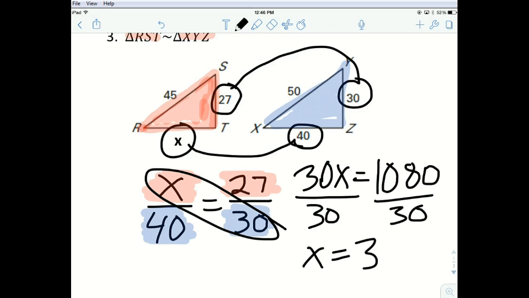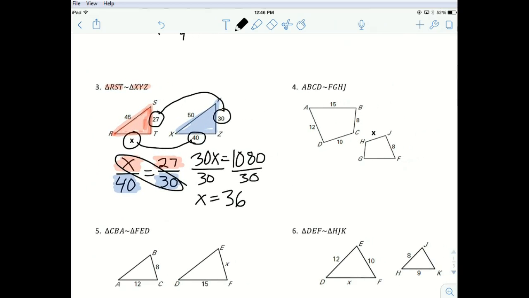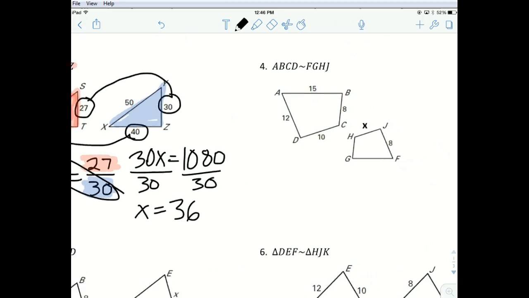And you get 36. So this one is a little bit easier when the orientations are the same, but of course we want to double check it because triangles especially can be a little bit deceiving. Alright, moving on, number 4.